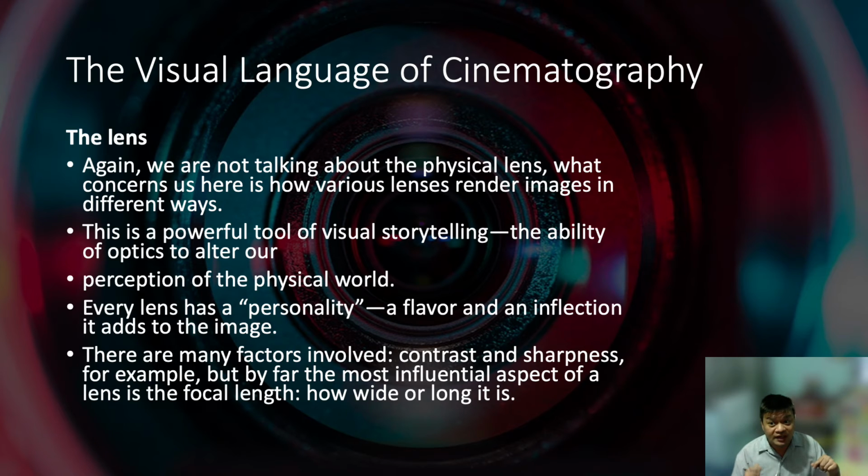A short focal length has the wider field of view, while a long focal length is like a telescope or binoculars. It has a narrow field of view. A long lens compresses space and a wide lens expands and distorts space. These can be very powerful in storytelling.